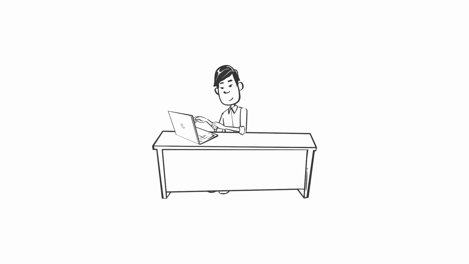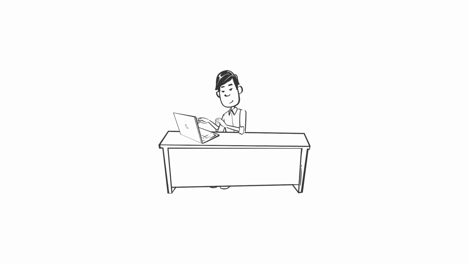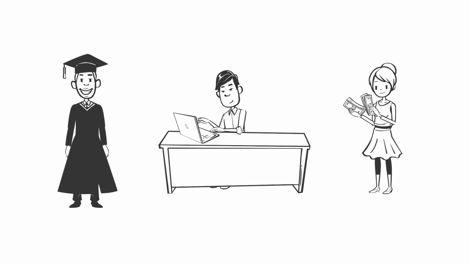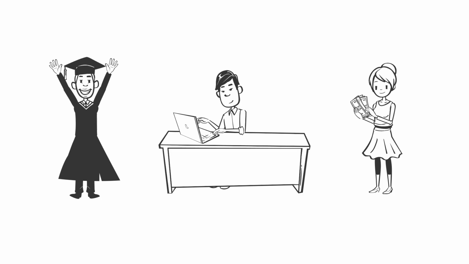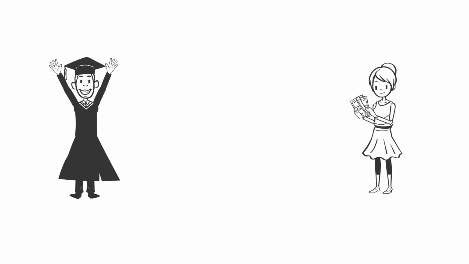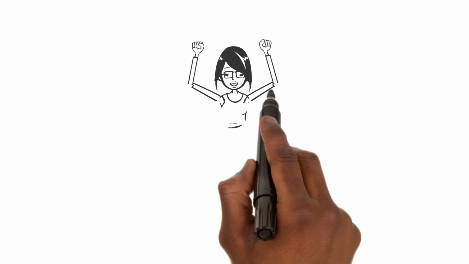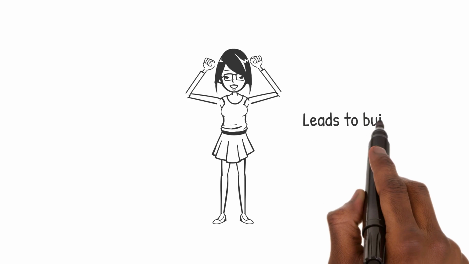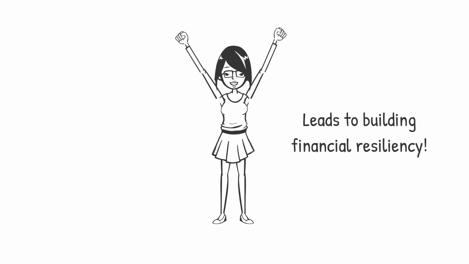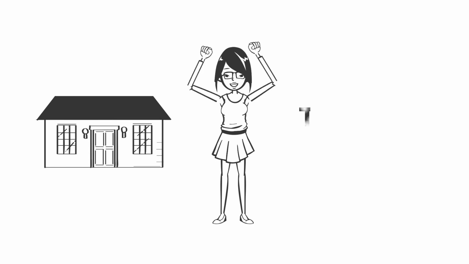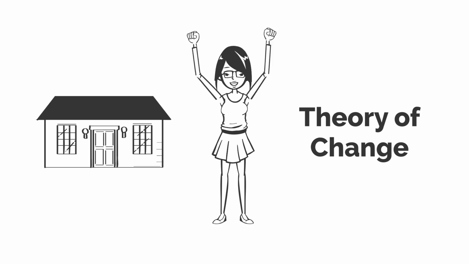They'll be able to land jobs that pay enough for them to support their family, achieve their financial goals, and live comfortably, as well as build enough savings, have a good credit score that allows them to access financial products and loans, and not be crippled by revolving debt. Ultimately, this leads to building financial resiliency, allowing individuals and families to thrive in life and achieve financial prosperity long term. This is our theory of change.